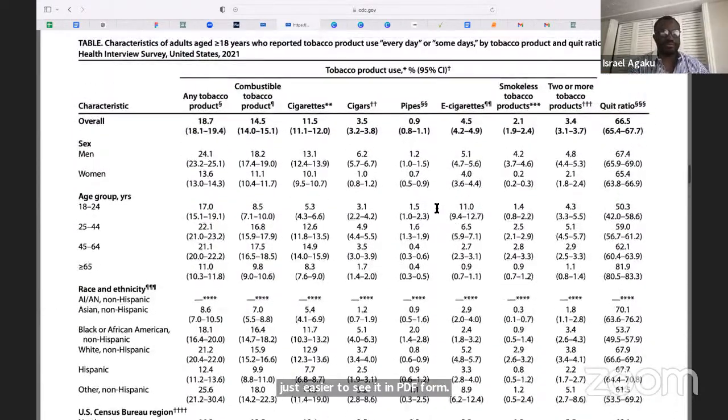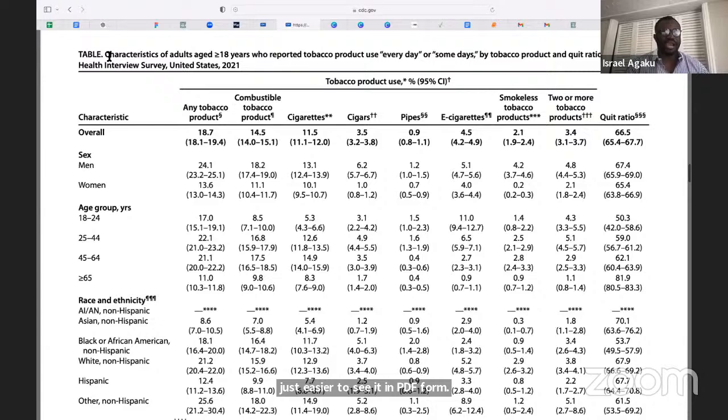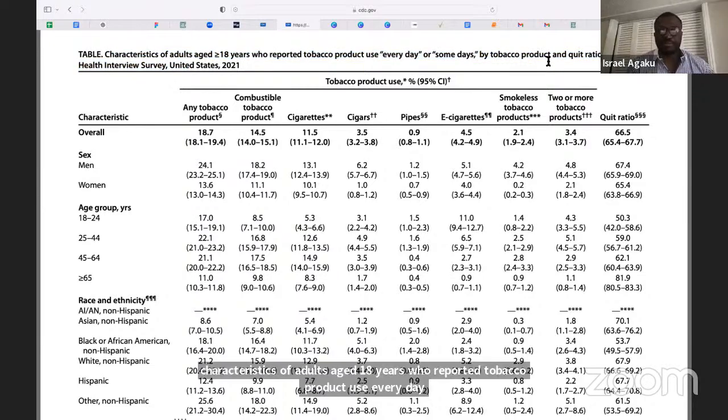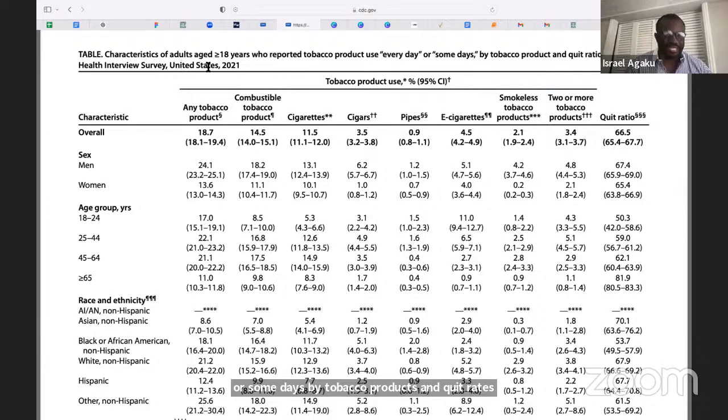So this is the table. Characteristics of adults aged 18 years who reported tobacco product use every day or some days by tobacco products and quit rates. National Health Interview Survey, United States, 2021. What do you find here? This table contains three major things. Apart from a topic, it contains elements of person, place, and time, right? You can see everything there.